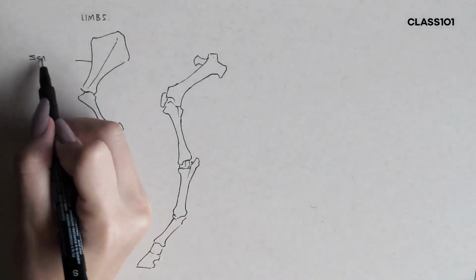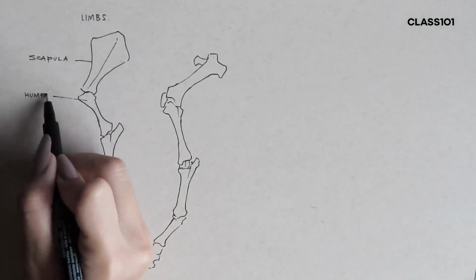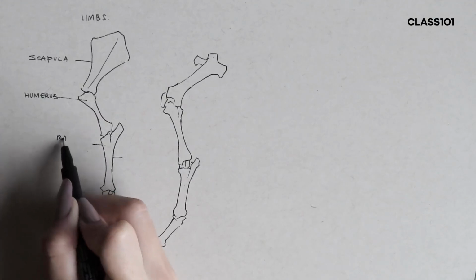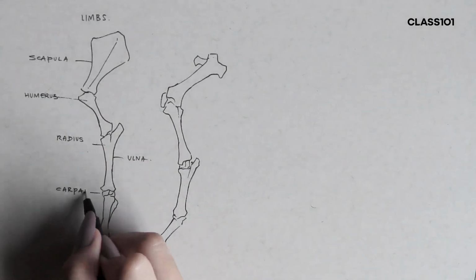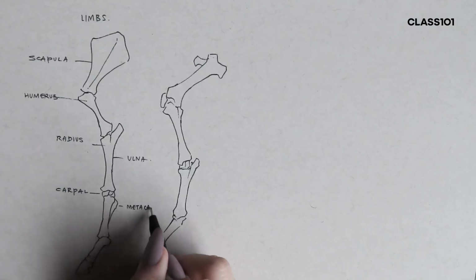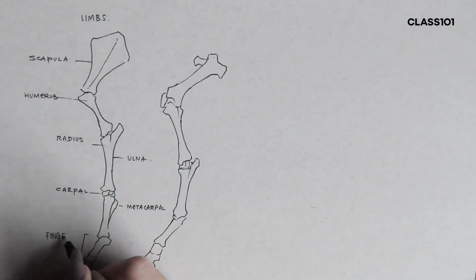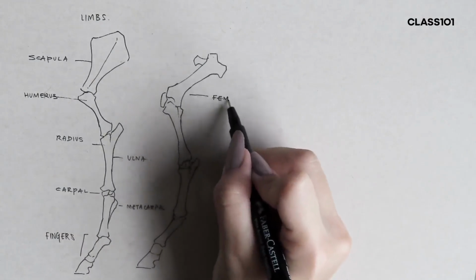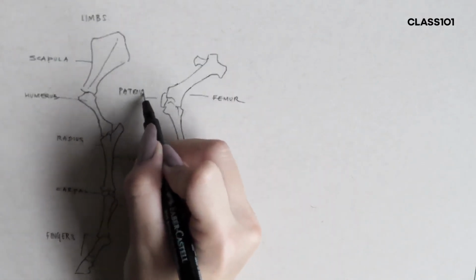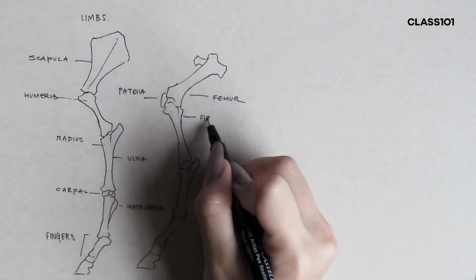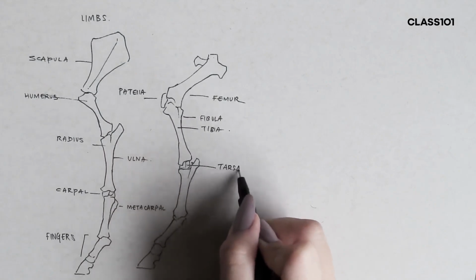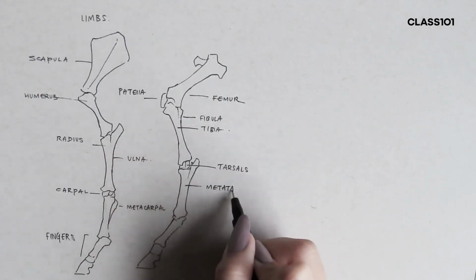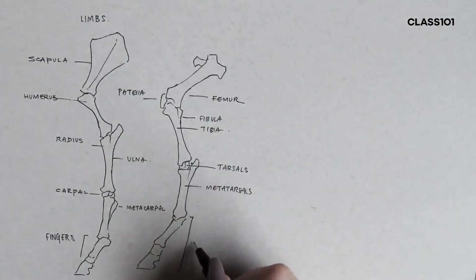And first, up top is the shoulder blade, and we have the scapula. And then going down, we have a humerus. And then in horses, the radius and ulna is going to be fused. And then we have the carpals, the metacarpals, and essentially the fingers or digits. For the hind leg, we have the femur, which is the thigh bone, the patella or kneecap. The fibula and tibia is also going to be fused together, then tarsals, metatarsals, and the toes.